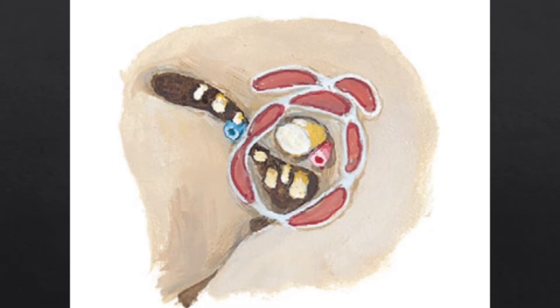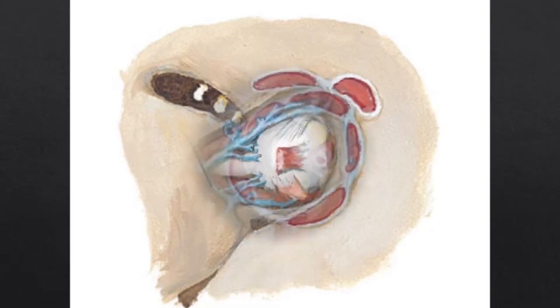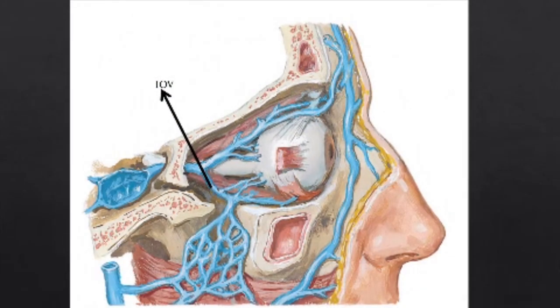Now we are going to see the medial compartment. The inferior ophthalmic vein passes through the medial compartment of the superior orbital fissure. So that is about the structures passing through the superior orbital fissure.